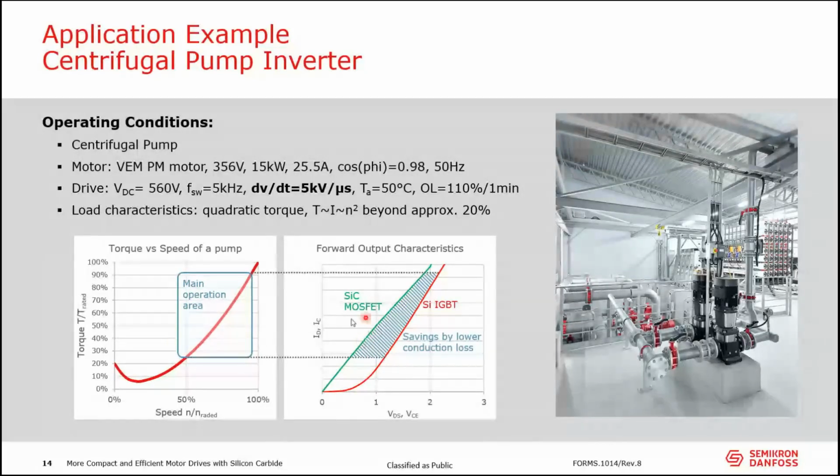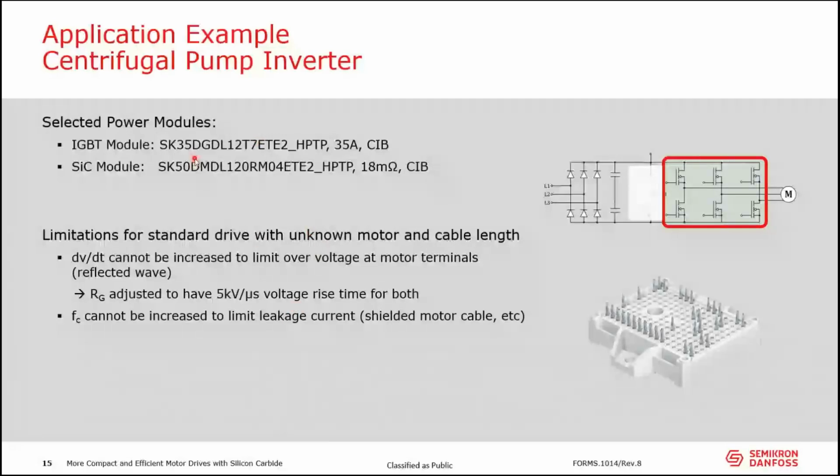And to compare what that means in the application, again, I chose two modules, an IGBT module, this one here, 35 amps rated, a generation 7 IGBT module in this Semitop E2 package, as you can see it here. HPTP, that means high performance thermal paste.